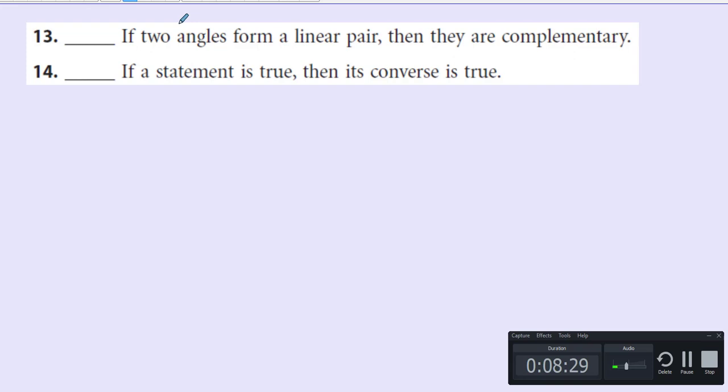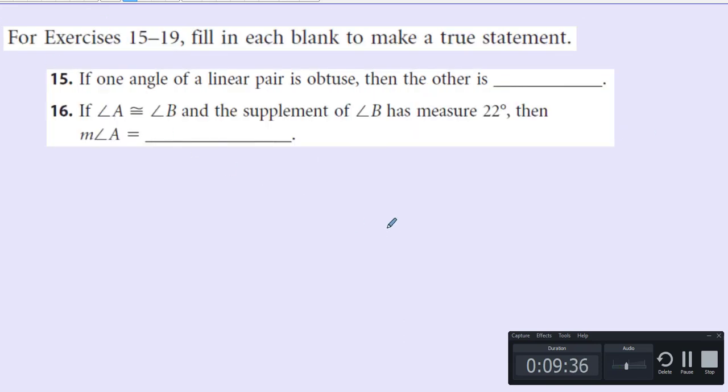Number 13. If two angles form a linear pair, then they are complementary. Now, to form a linear pair, these angles need to add up to 180 degrees. And that 90 goes with complementary. So this is going to be a never. If this is supplementary, then it would be always. Number 14. If a statement is true, then its converse is true. Not necessarily. That's how we actually test. Fill in each blank to make a true statement.